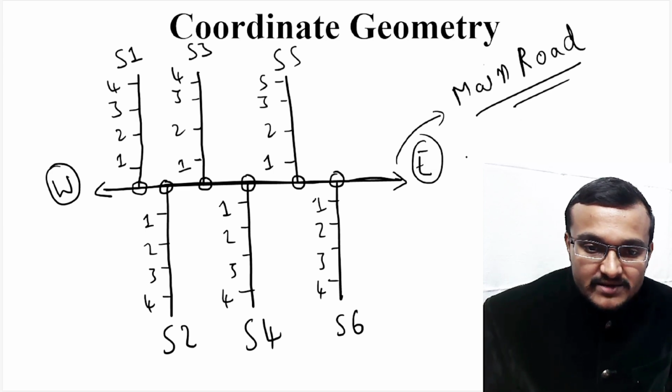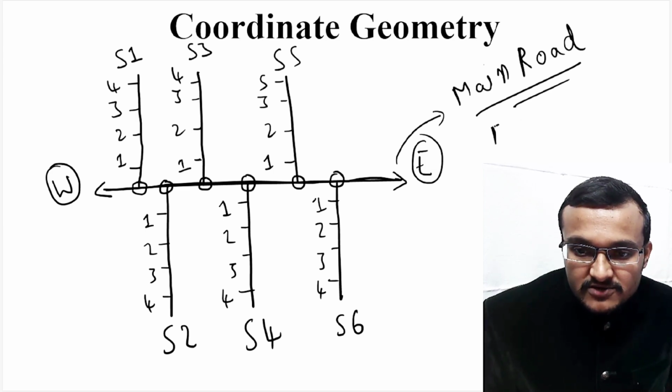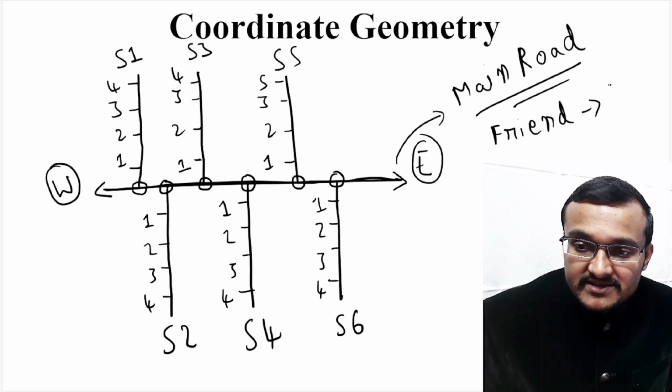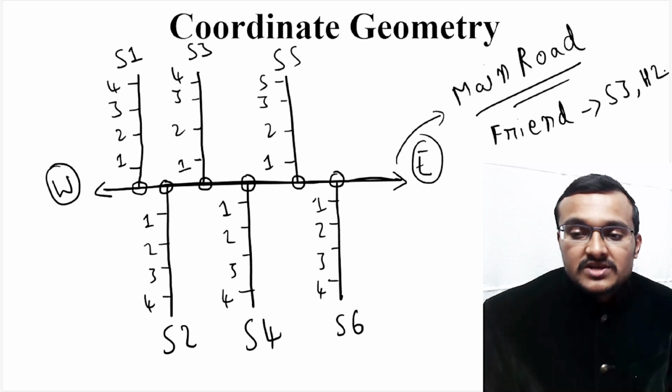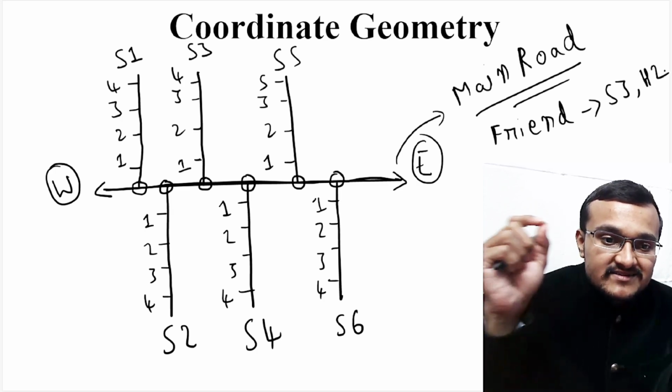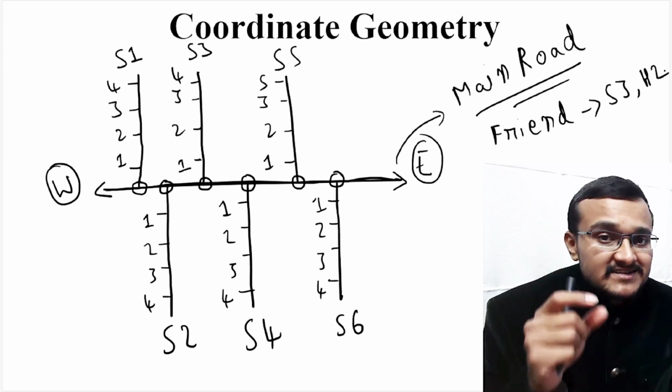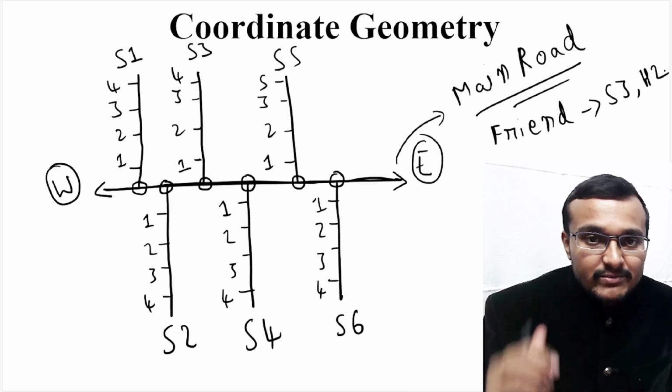So now we want to meet a particular friend. We want to meet a friend who lives in street 3, house number 2. So now you have to find the street 3, and you can find street 3 on this number line.